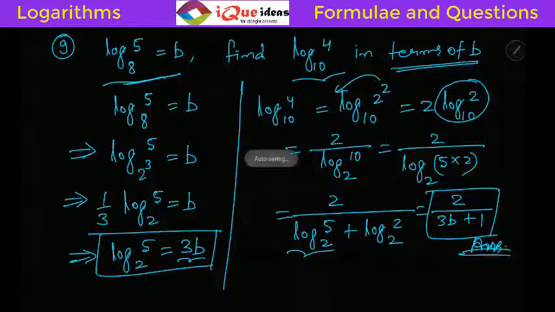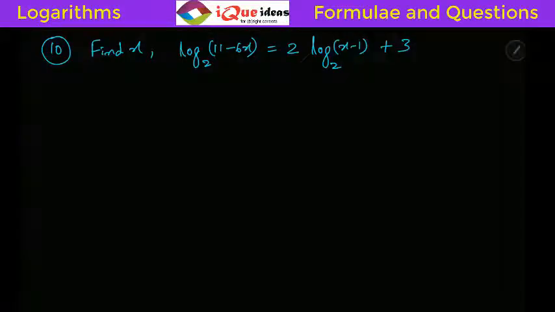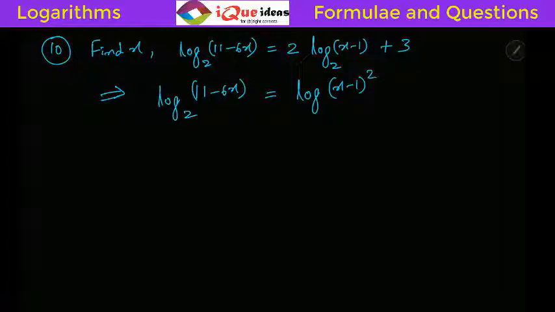Alright, let's take one more question. Now in this question it says find x, and there is an expression given: log of 11 minus 6x to the base 2 is equal to 2 times log of x minus 1 to the base 2 plus 3. Right? So now what we should do is send this 2 inside the log. So this becomes, let's look at this closely, log of 11 minus 6x to the base 2 equal to log of x minus 1 whole square. When this 2 goes inside, it becomes a power, to the base 2 plus 3.